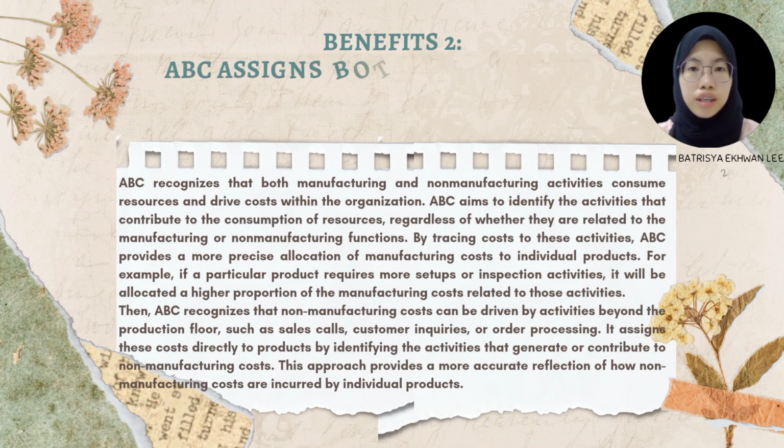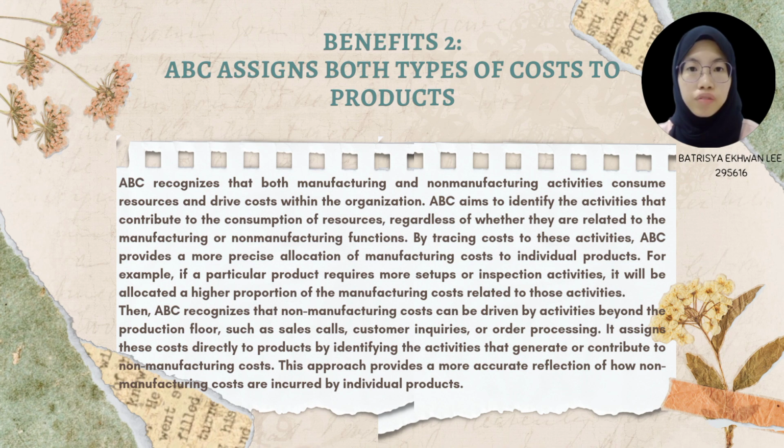In summary, ABC recognizes that both manufacturing and non-manufacturing activities consume resources and drive costs within the organization. ABC aims to identify the activities that contribute to the consumption of resources, regardless of whether they are related to manufacturing or non-manufacturing functions. By tracing costs to these activities, ABC provides a more precise allocation of manufacturing costs to individual products. For example, if a particular product requires more setups or inspection activities, it will be allocated a higher proportion of the manufacturing costs related to those activities.